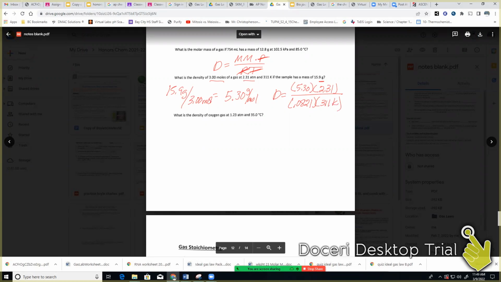And I think even at the end, we still need 3 sig figs. So what do we get for our density? 0.479. And then my units would be grams per liter. So anybody have any questions on that one? All right, why don't y'all try that very last one?